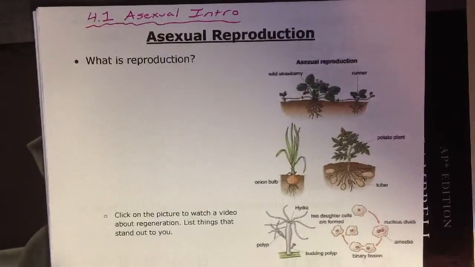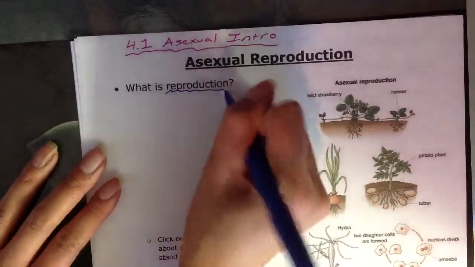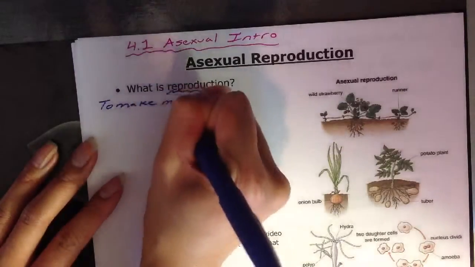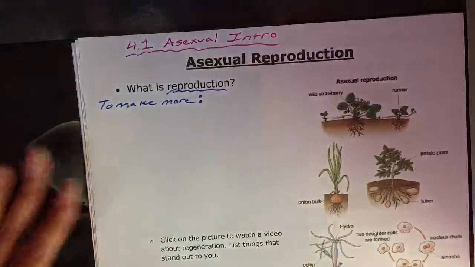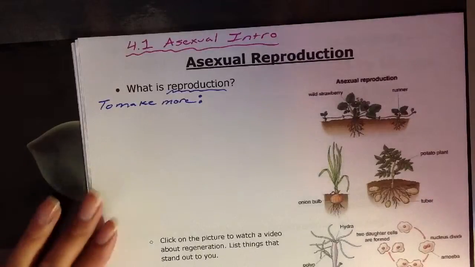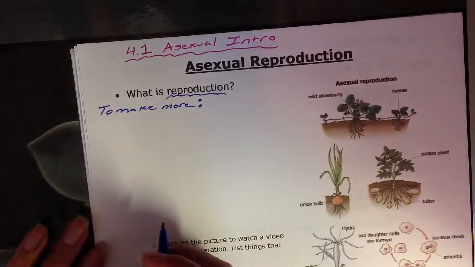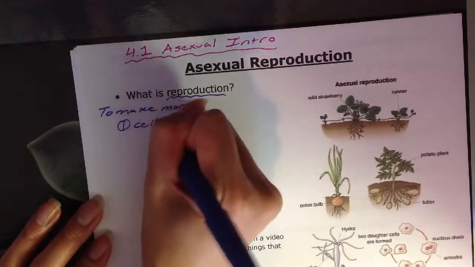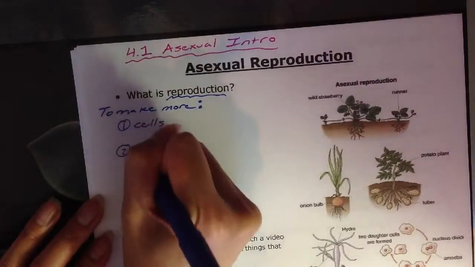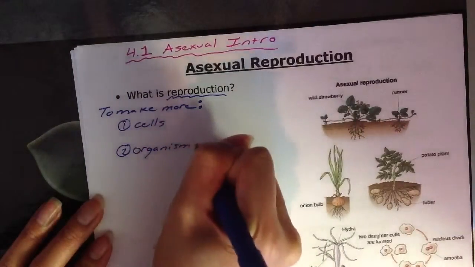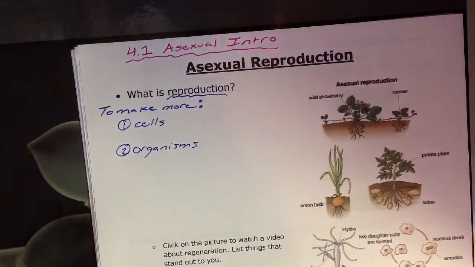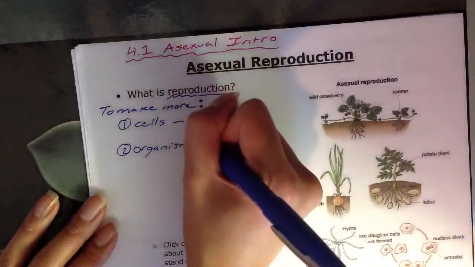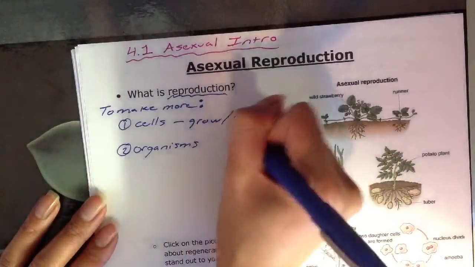But when we think about reproduction, what is reproduction? What are we making? When you see the word reproduction, you should remind yourselves that this is to make more. But what are we making more of? A lot of times that means that we're going to be making more cells or more organisms. So cells or organisms. When we're making more cells, usually there's going to be two reasons why we would need to make more cells. That could be simply to grow or to repair.